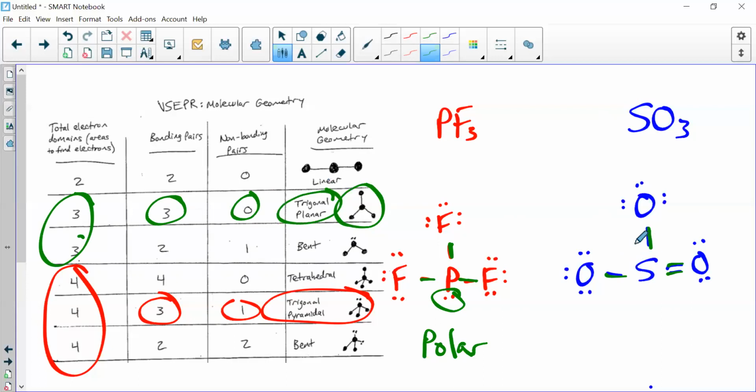So in reality, it's not really going to look like this. It's going to look more like, kind of like that. Is this polar or nonpolar? Well, there are no lone pairs on the central sulfur. This is going to be a non-polar molecule. Even though the SO bond is quite polar, it doesn't matter. It cancels out. This is a non-polar molecule.